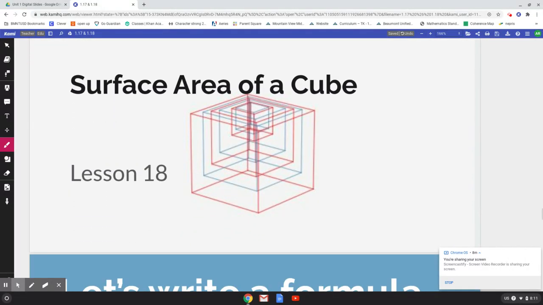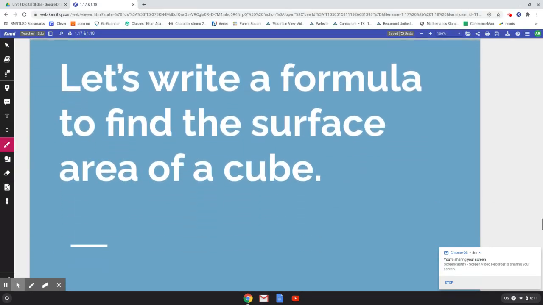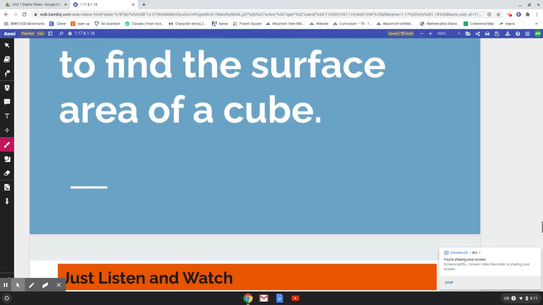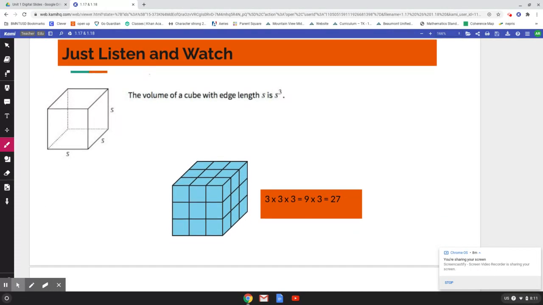All right, so now I'm going to switch this. So now we're going to be finding the surface area of a cube. And this is lesson 18. So it says, let's write a formula to find the surface area of a cube. So here we go. You're just listening right now. So the volume of a cube with edge length S is S to the third. So S times S times S, right? So that's the formula. And that's the volume of a cube.